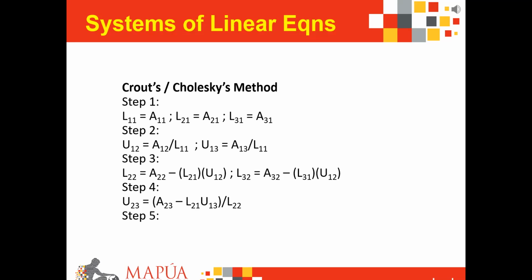And finally, the last step involves solving for your element L33. Element L33 is simply equivalent to your matrix element A33 minus L31 U13 minus the product of L32 U23.